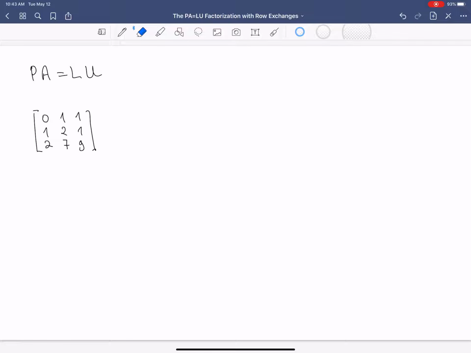Well, whenever you come to discover this need for exchange, the point is that the exchange can really be carried out in advance. So you could start with a matrix where, before you begin the elimination, you rearrange the rows in a way that you actually need.